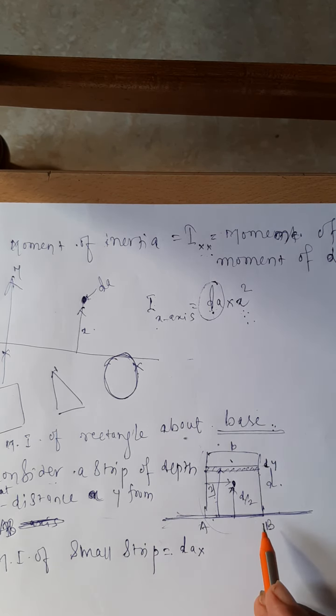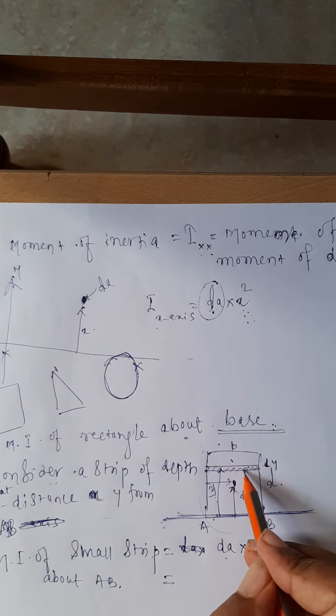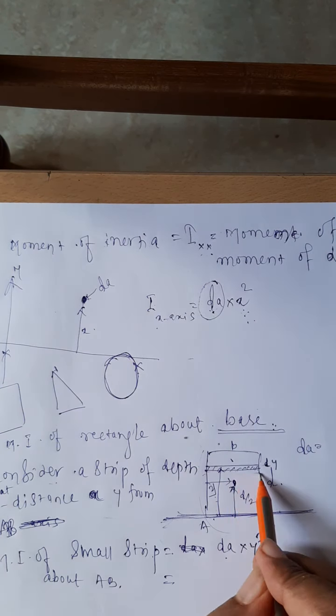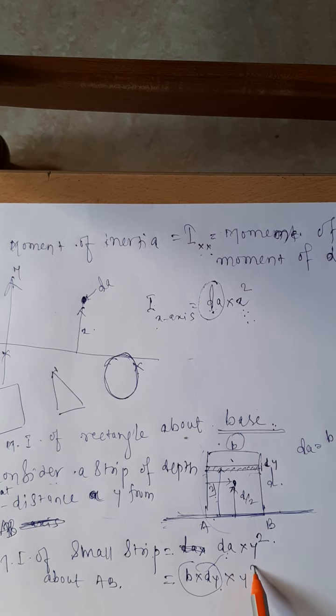About AB, I am measuring the distance from this line. So dA is the area, multiplied by the distance y square, is the moment of inertia. Now substitute the value of dA. What is the value of dA? dA is equal to this width multiplied by this depth. Width is constant, equal to b. Therefore dA is given by b multiplied by dy, multiplied with y square. This is the moment of inertia of the small strip about AB.